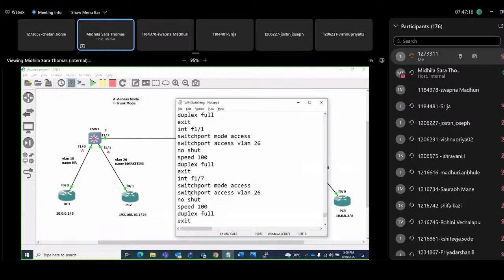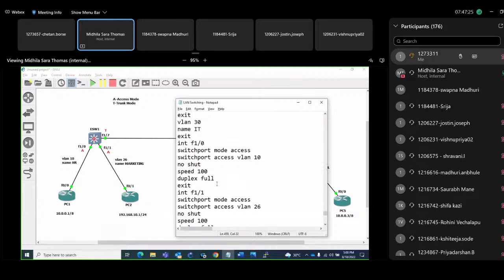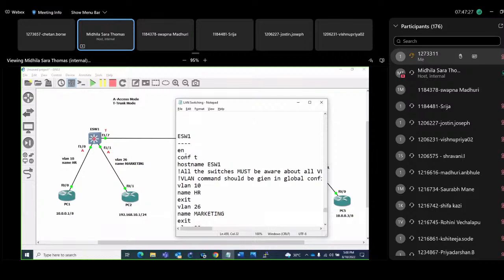F1/7. And what is it? Is it switch port mode access? It is switch port mode trunk. Done, guys. It's done, right? Can I paste it? Yes.